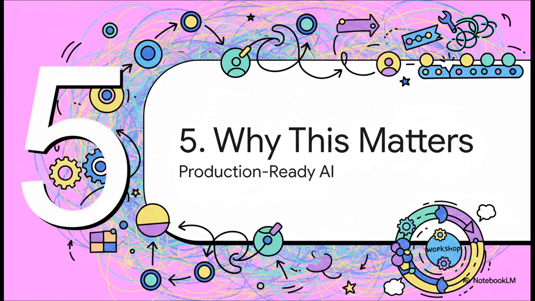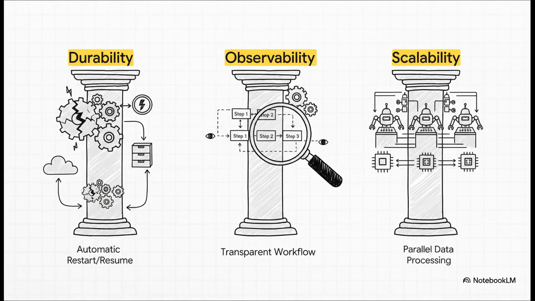Okay, so let's pull this all together. Why is this graph-based approach such a massive game changer when you're trying to build serious production-level AI? Well, it really boils down to 3 huge benefits for production AI. First up, durability. What happens if the system crashes? No big deal. It can just resume from its last saved state.